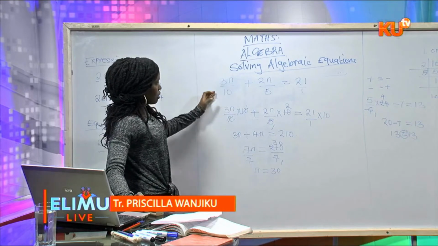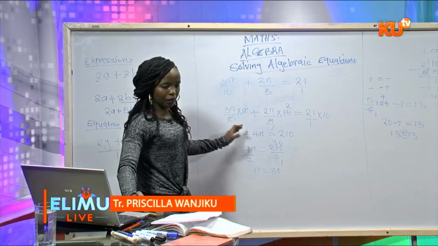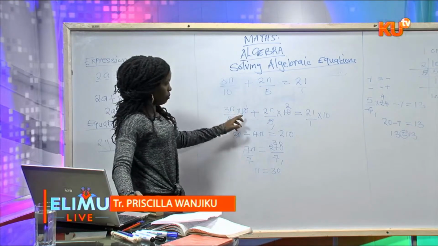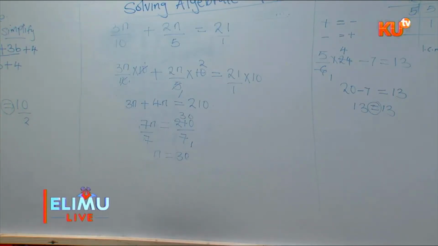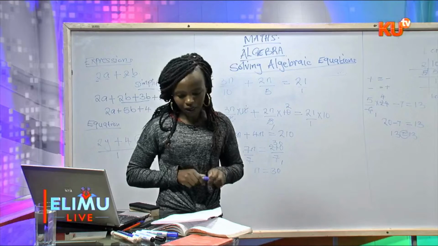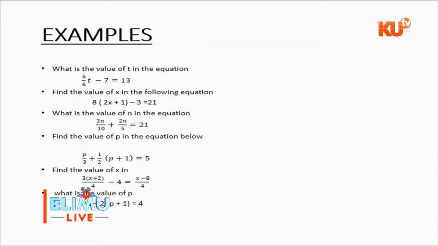So in such a case, pupils, before you solve it, ensure you get the LCM and multiply all the fractions by the LCM. And then from there, you can be able to solve such a question. So I want us to do another example that is a bit different from what we have done already. Example number 4.